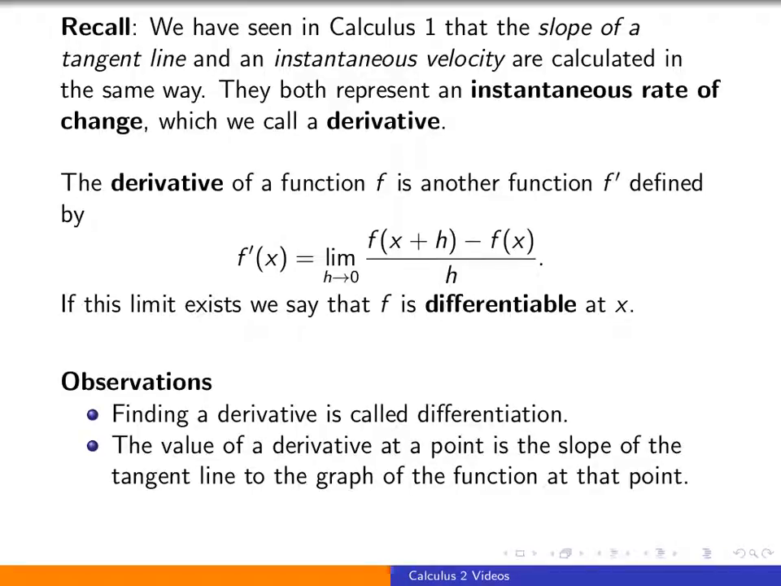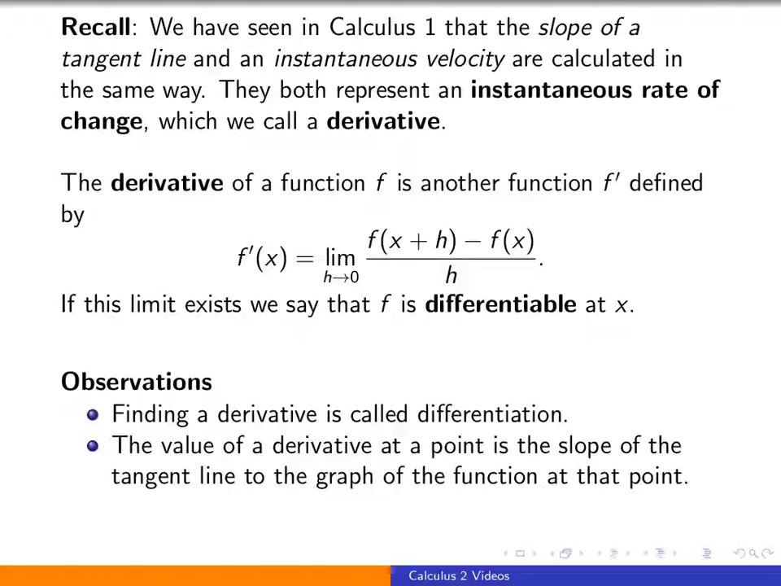In this video, we will continue our review of important topics from Calculus 1 by reminding ourselves of what a derivative calculates. So what we saw in Calculus 1 is that a derivative tells us something that is both the slope of a tangent line as well as an instantaneous velocity, or more generally, an instantaneous rate of change. Now, from a definition perspective, we can think of the derivative as being defined as follows.